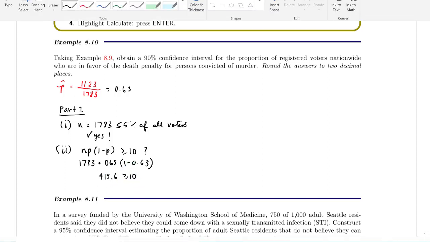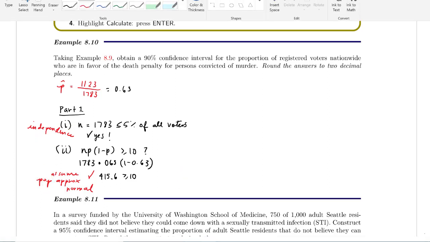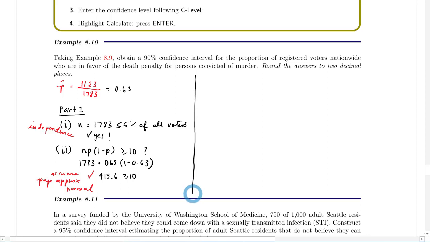So what does this tell us? Well, this tells us that we can assume the population is approximately normal. But recall number 1, 1i, where the sample size is no more than 5% of all voters, tells us that we have independence. So there's a couple of things this tells us. They don't tell us the same thing, they tell us different things, and if those are satisfied, then we say, okay, now we can assume that normal curve and find the confidence interval.